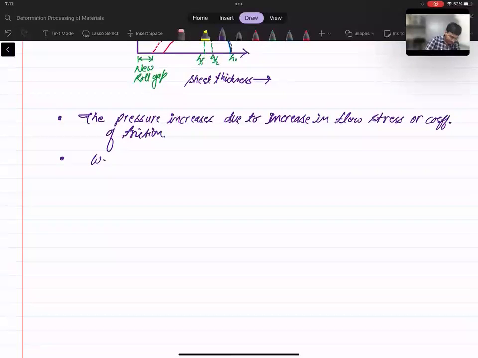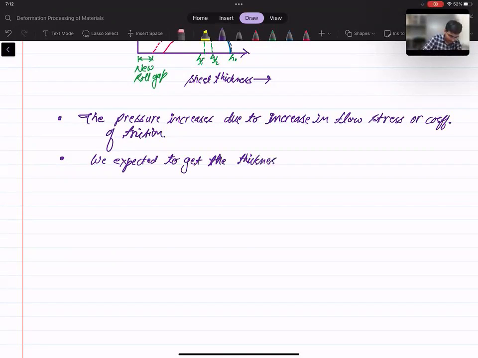So here we expected that we will get the thickness HF1, but due to above reason we could get HF2 only.